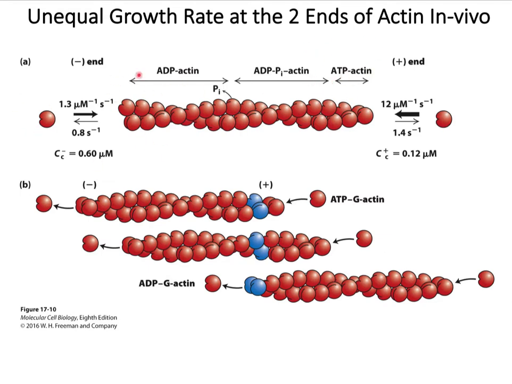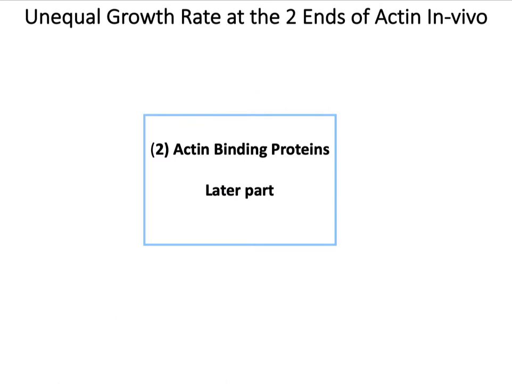But it will lose actin subunits from the minus end, and this treadmilling will continue. That means addition of new G-actin at the plus end, and these will move towards the minus end to get depolymerized. So the second reason for the unequal growth rate is that there are certain actin-binding proteins within the cell that add another layer of regulation to the addition of monomers to the plus end and the loss of monomers at the minus end. Now, in this part of the talk, we are going to talk about these actin-binding proteins, so we'll come back to this later.